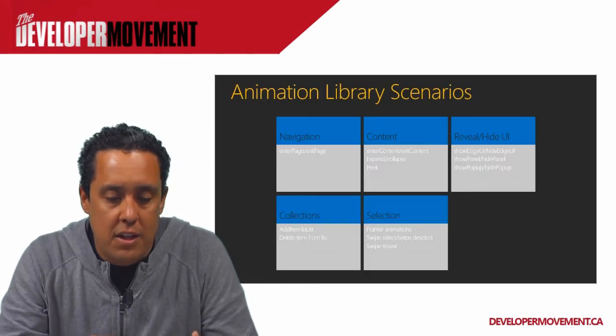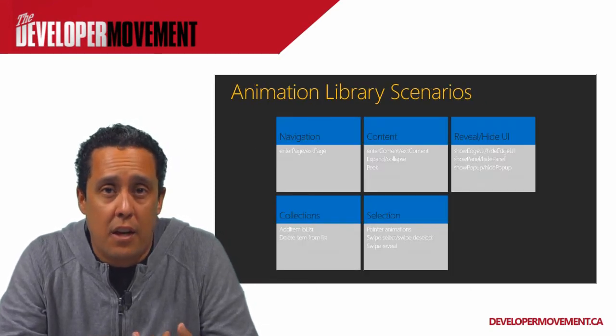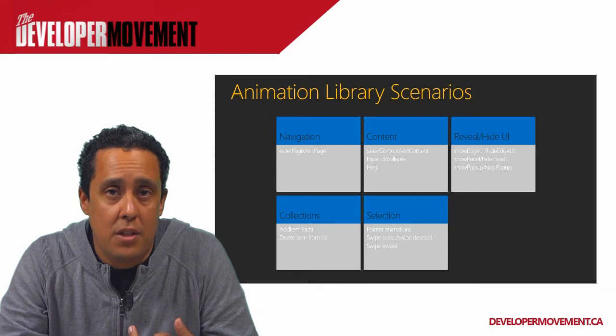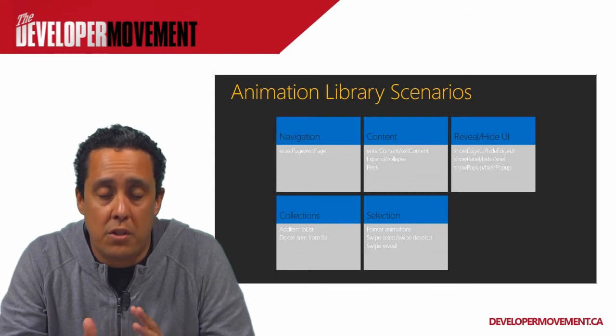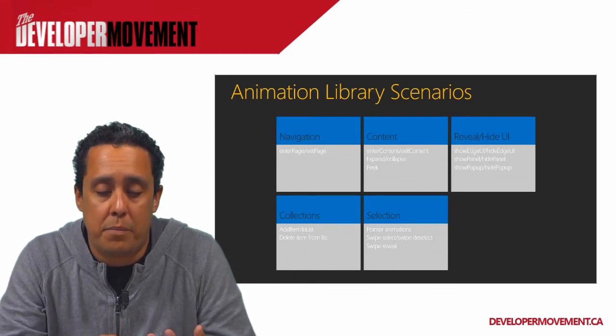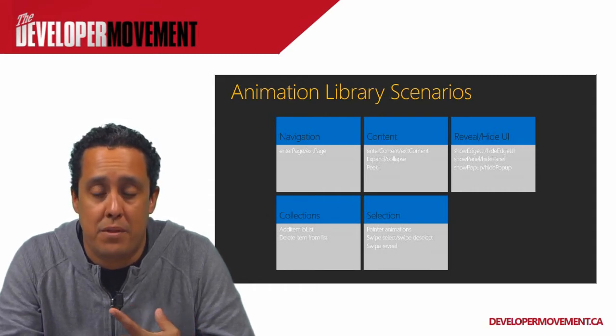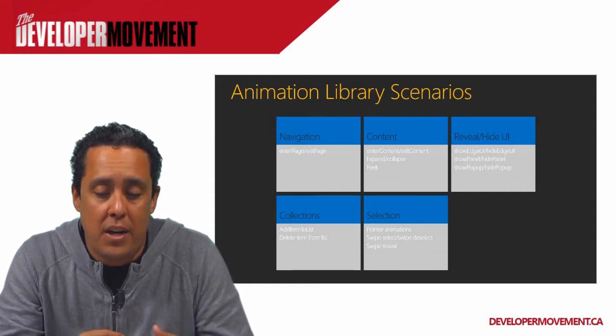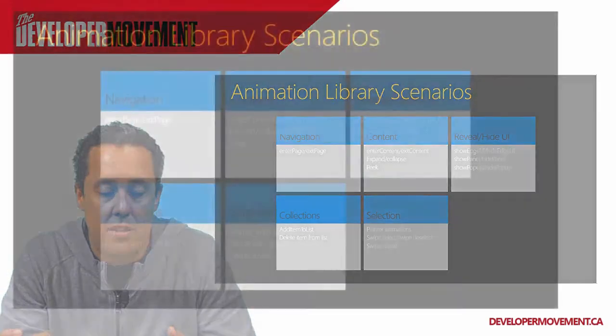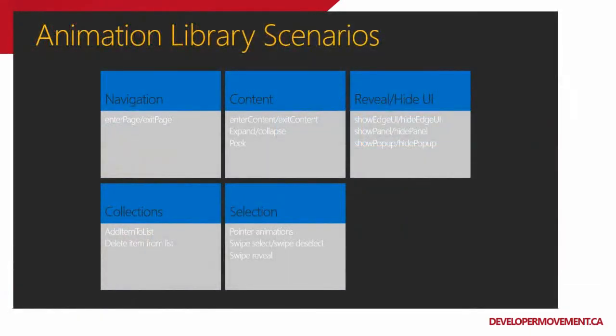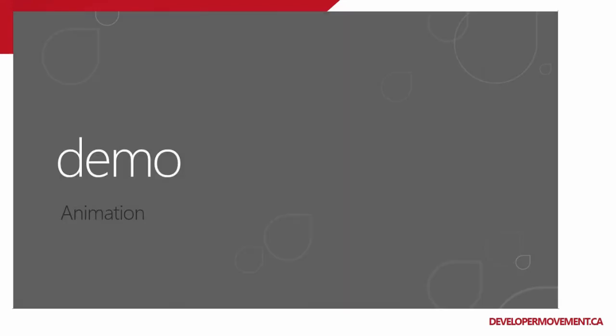So what you have in some scenarios is, for example, navigation. You have enter and exit page. You have content if you want to switch between content. You know, you have enter content, exit content, peek, expand, collapse. Reveal, hide UIs. You know, if you want to show a side panel or a top panel, you want to look at those. We'll actually go through an animation demo instead of me just talking about it because it makes it a little bit easier.